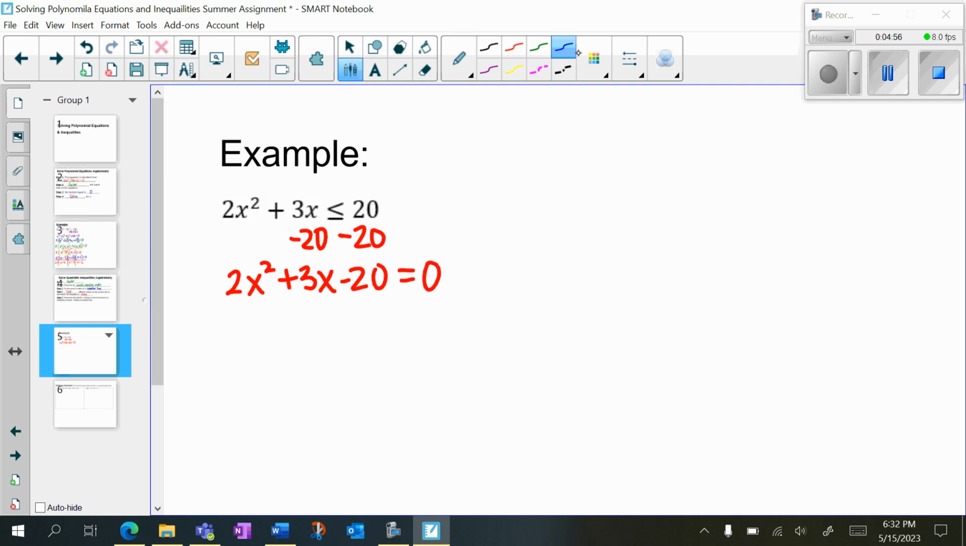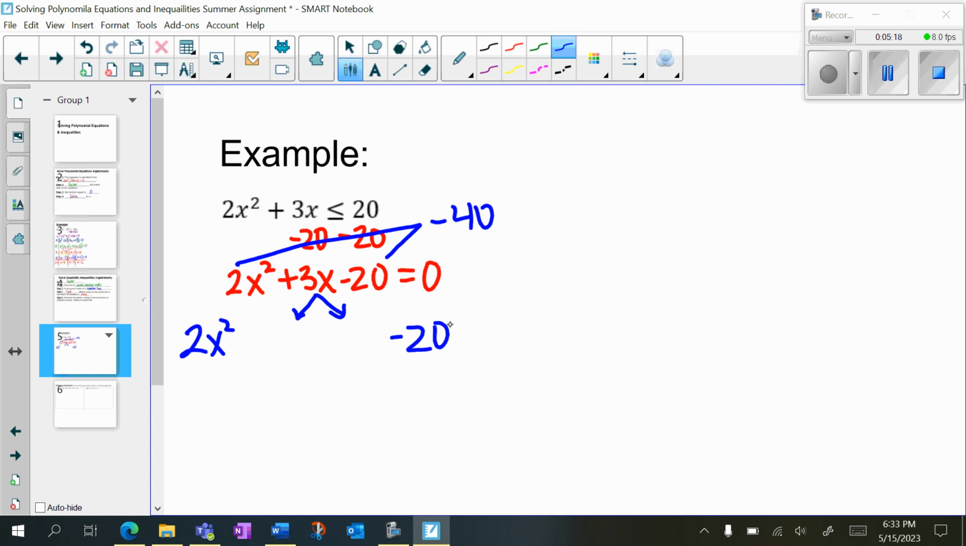So right now, I'm going to have to factor 2x squared plus 3x minus 20. Now there's no GCF, so what I'm going to do is the AC method. I'm going to multiply 2 times negative 20, which gives me negative 40. And I'm going to break down and separate the middle term. So I'm going to rewrite my 2x squared, rewrite my minus 20.